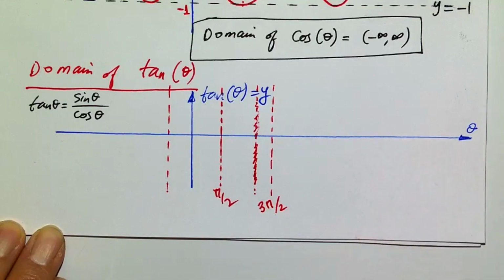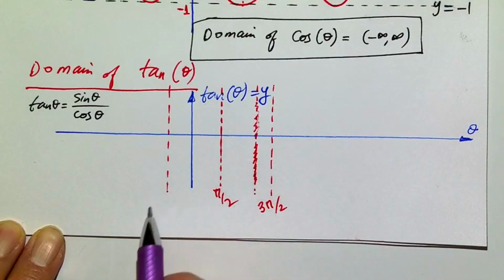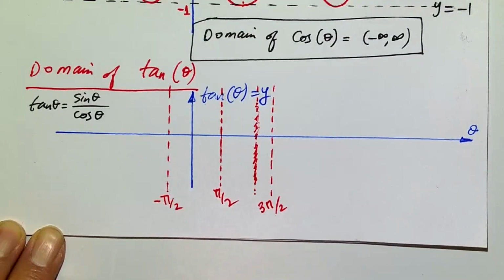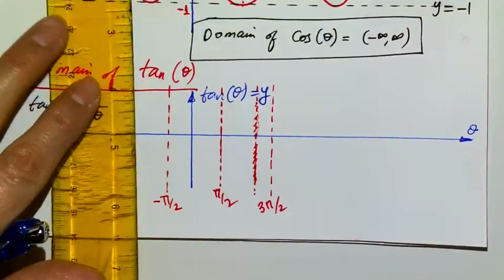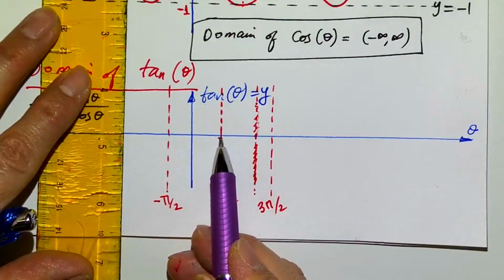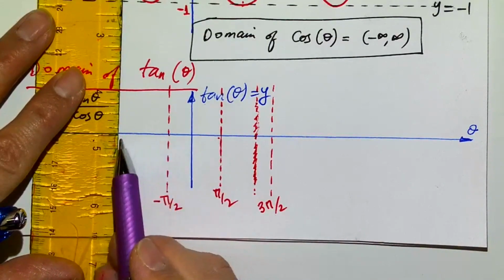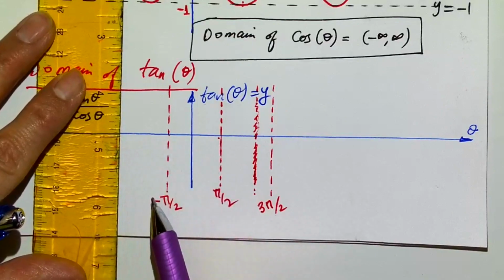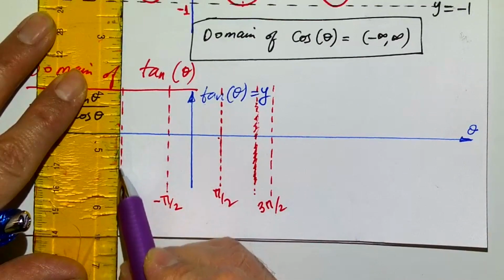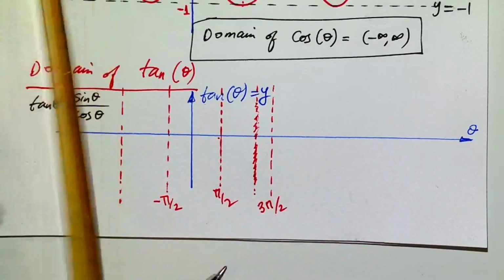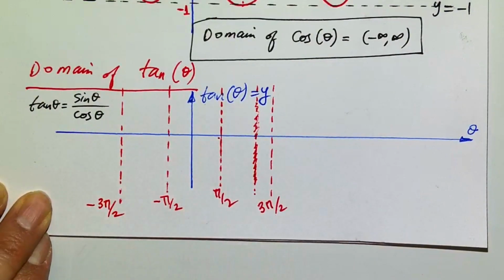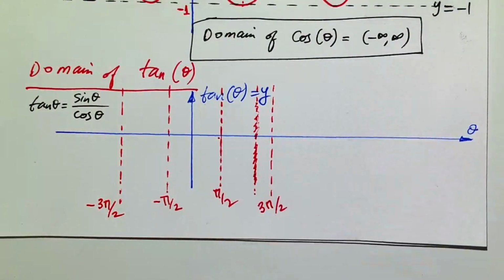Okay? So what would that be? If this is pi over 2, what would that be? That would be minus pi over 2. And then the distance from this dashed line to that dashed line would be as wide as this, roughly, right? As wide as this. I'm going to put another vertical asymptote there, and I'm going to call that minus 3 pi over 2. So these are our asymptotes.